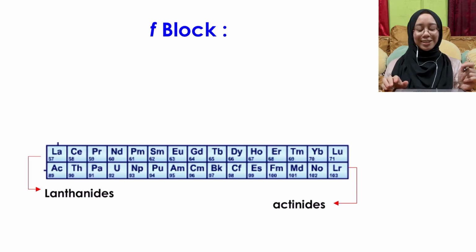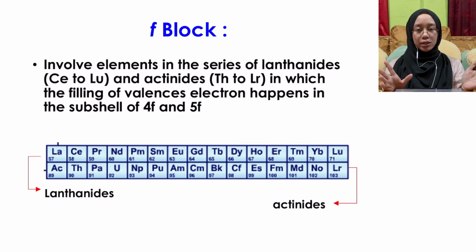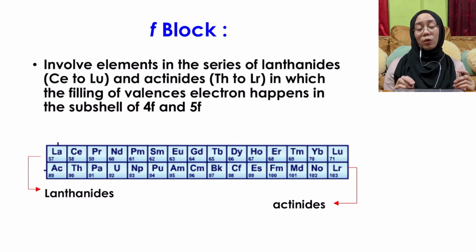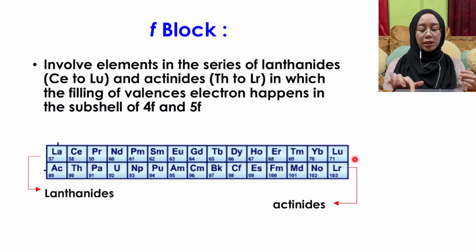Okay, kita tengok f-block sekejap. So untuk f-block pula, so this is just an extra knowledge for you. So f-block, it involve elements in the series of lanthanides and also actinides. Okay, so kenapa yang row yang 4f ni is the row yang atas. Okay, itu adalah row for f. So it is considered as lanthanides because dia ambil elements yang awal sekali ni. Okay, so the whole row ni dipanggil lanthanides lah.